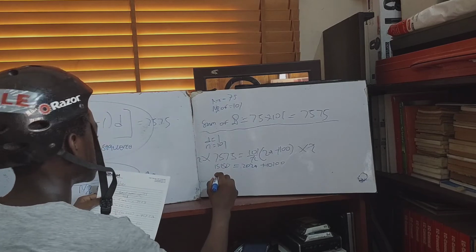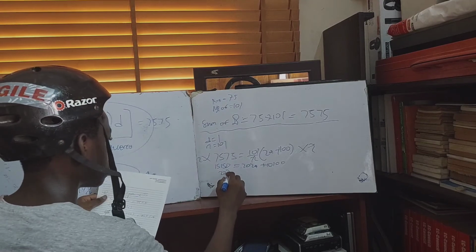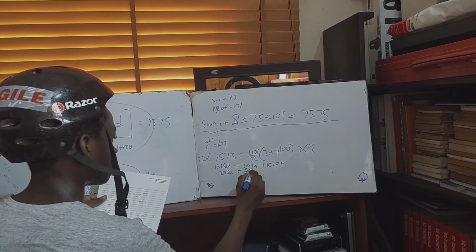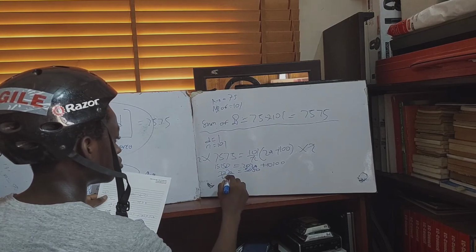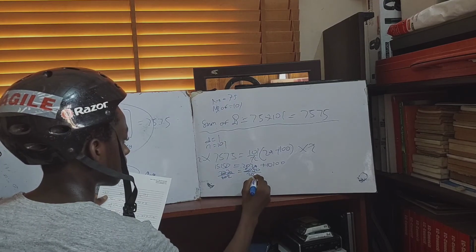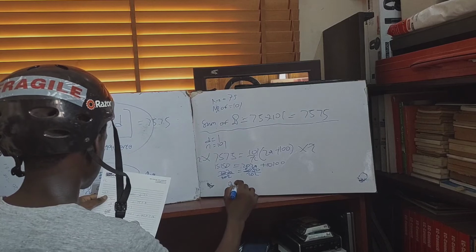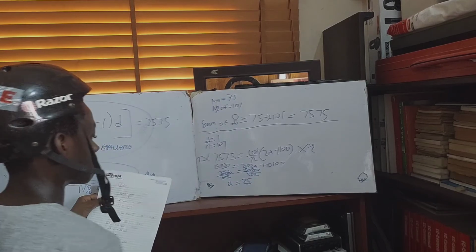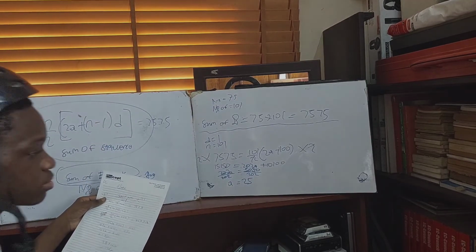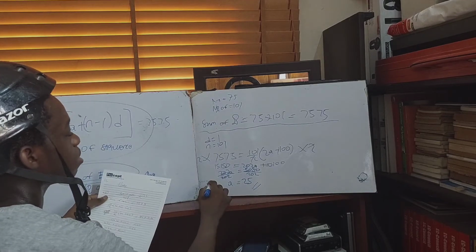Then you can now collect like terms. You will now have 202a is equal to 5050. Divide both sides by 202. You get your a as 25. So that means our least number, number one answer, is 25.